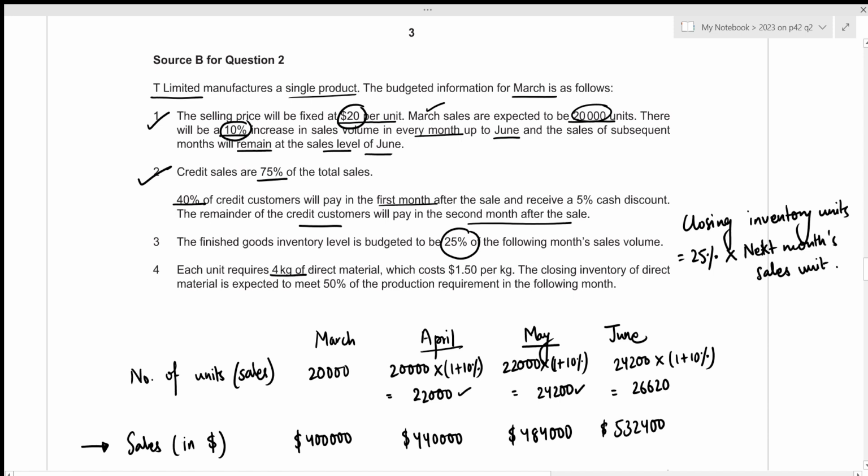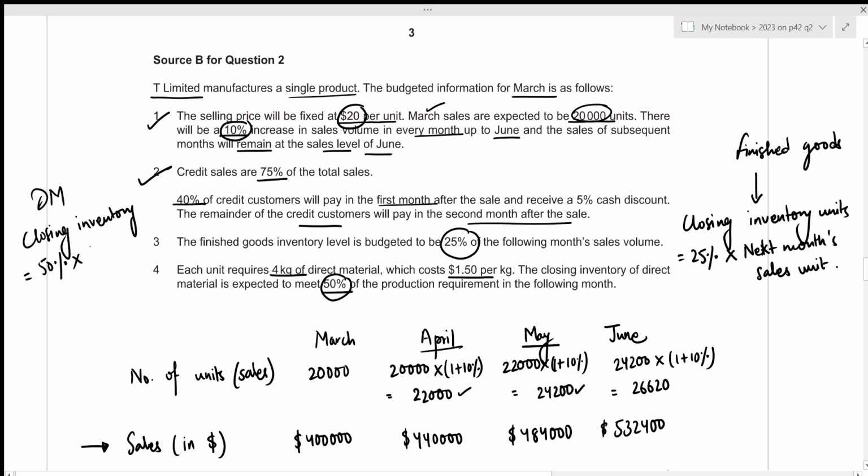Then each unit requires 4 kg of direct material, which costs 1.5 per kg. The closing inventory of direct material is expected to meet 50% of the production requirement in the following month. So this is for our finished goods closing inventory. Now we're also given the criteria for direct material closing inventory. So for direct material, our closing inventory should meet 50% of the production requirement. So 50% times next month's production requirement.